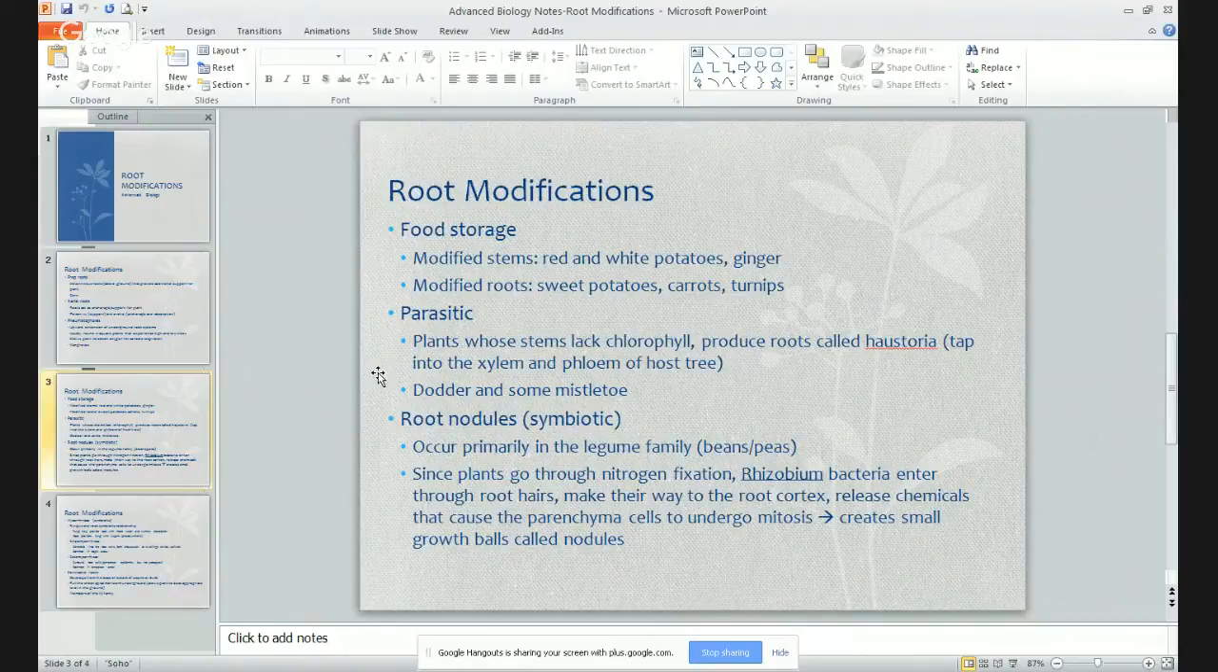The next one that we've got are root nodules. This is a symbiotic relationship. So in this case, both of them tend to benefit. You're going to find them mostly in the legume family. Beans, peas, nuts, those types of plants.